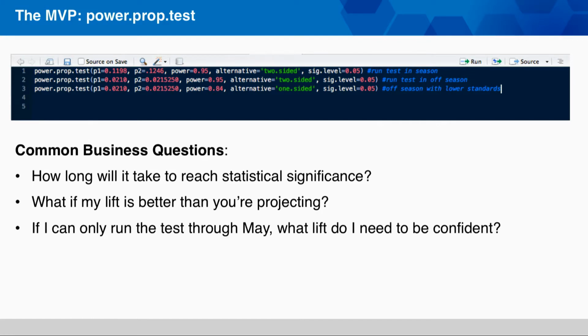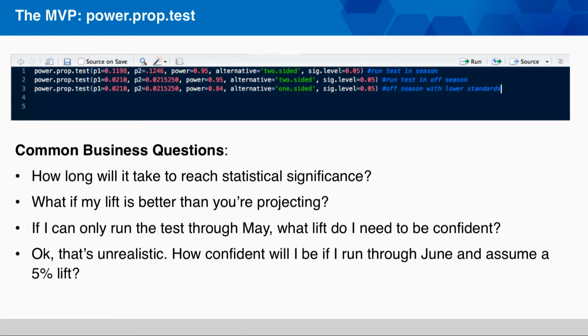And then after that, okay, realistically, I can run my test through May. So what kind of lift do I need to see to be confident about my test that's going to run through May? Okay, that's unrealistic. How confident can I be if I run my test through June and assume a 5% lift? And so it's almost like people are bargaining with the numbers, right? And this is inefficient. It's inefficient for a couple of reasons. One, this stakeholder is frustrated. They don't necessarily understand the math because they're trying to bargain with it.